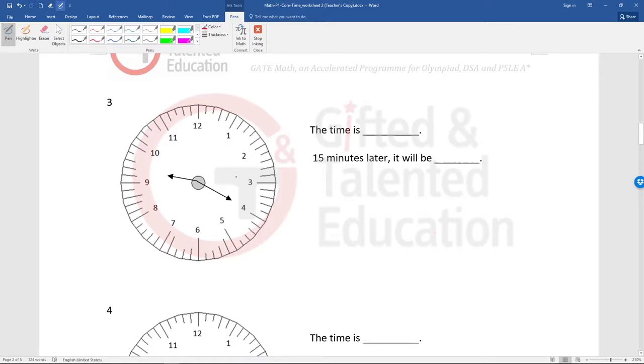Question 3. The time is 9:20. 15 minutes later, it would be 9:35.